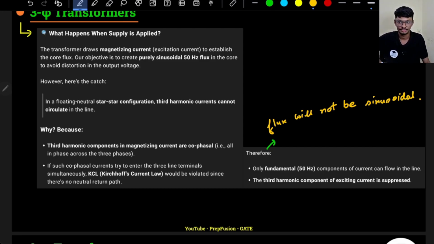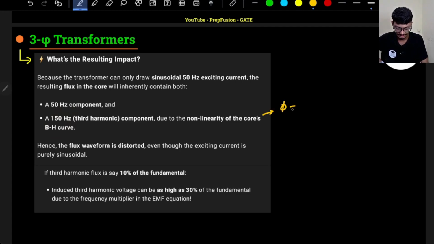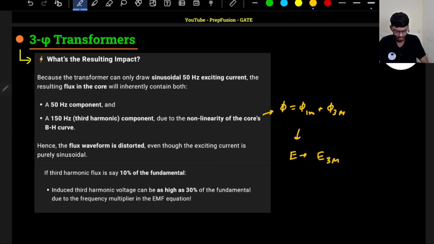Got it, understood. Here the same thing is written. Because the transformer can only carry 50 hertz current, the resulting flux will contain both the third harmonic component and the fundamental component. That is a bad thing. If the flux has both phi 1m and the third harmonic component phi 3m, the induced voltage will also contain a third harmonic, E3m. That's why we discussed that the induced voltage will always contain third harmonic components, and it can actually be a large number.